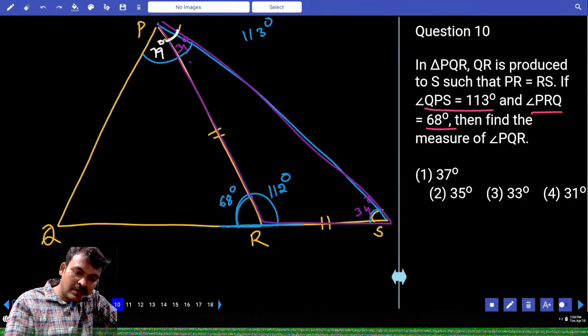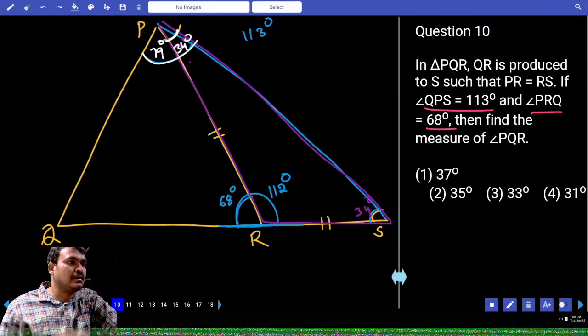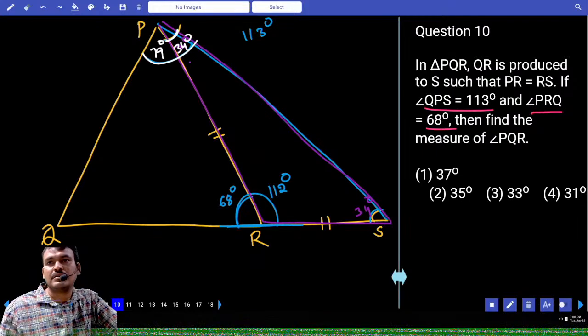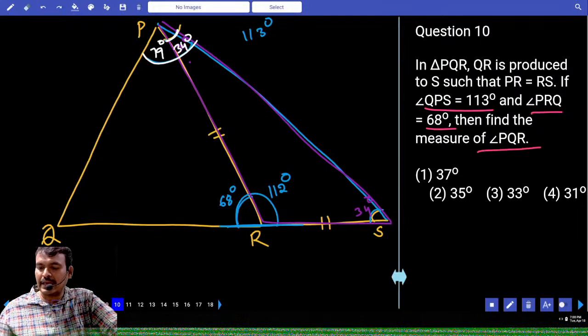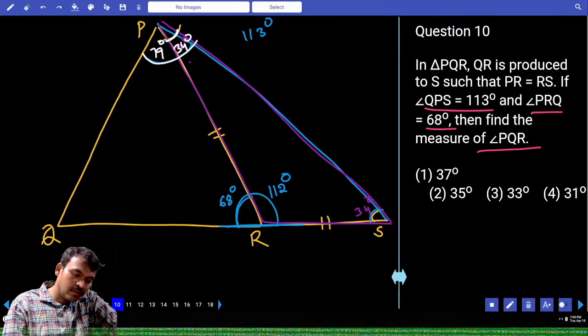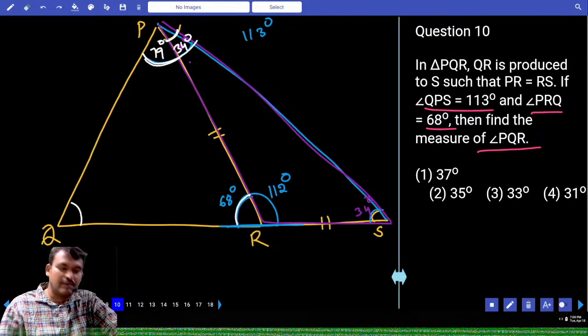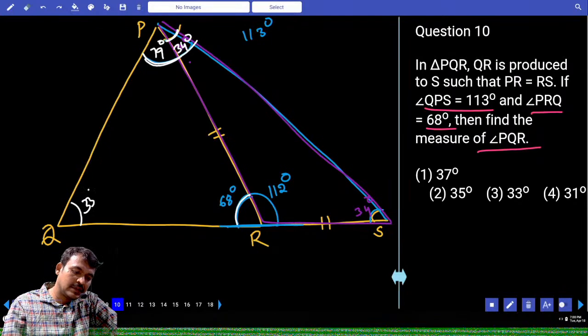What is the p value here? 34, but total p value 113. In that 34 complete means remaining 79. What is the question here? Angle PQR means required q value, 79 plus 68, 147. What is the remaining? 33.